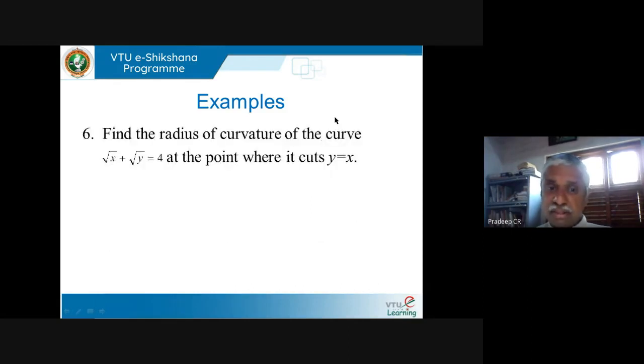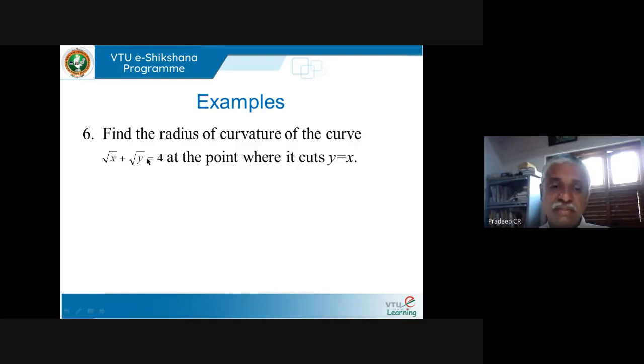So let's see one more example and maybe I'll stop today's session. Find the radius of the curvature of the curve root x plus root y equal to 4 at the point where it cuts y equal to x. Let us check that. So where does it cut at y equal to x? That means I have to first find the common intersection point of root x plus root y equal to 4 and y equal to x. That means I have to substitute y equal to x in this.